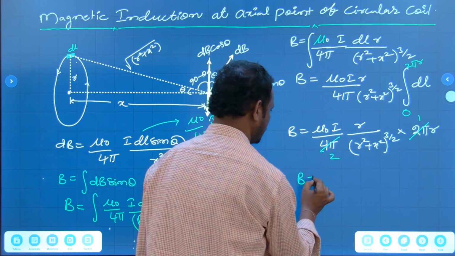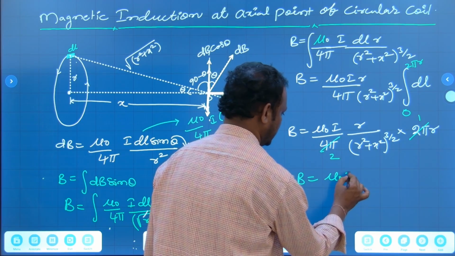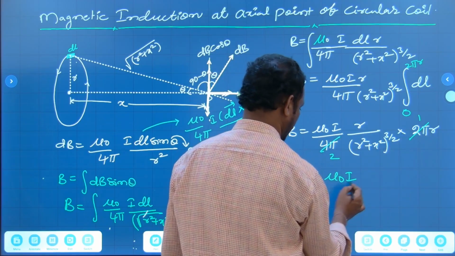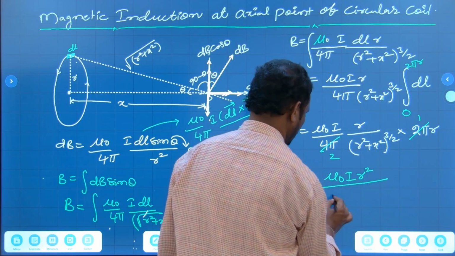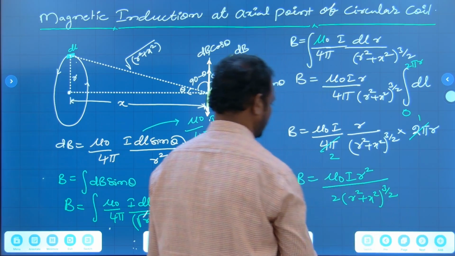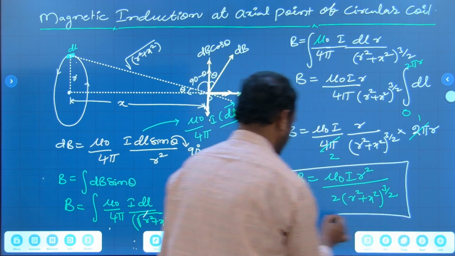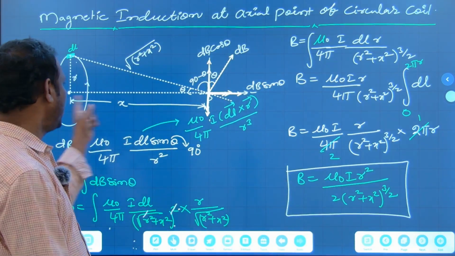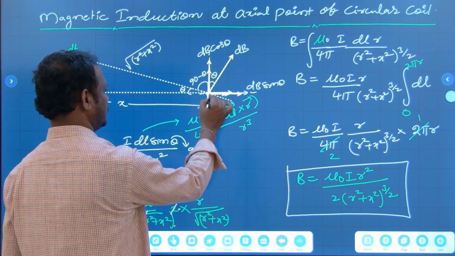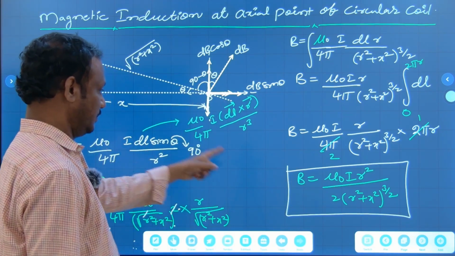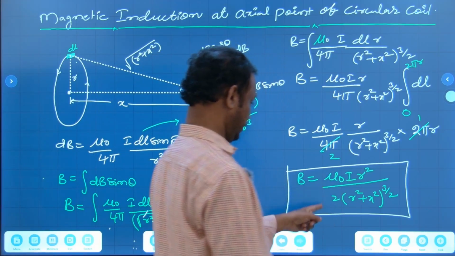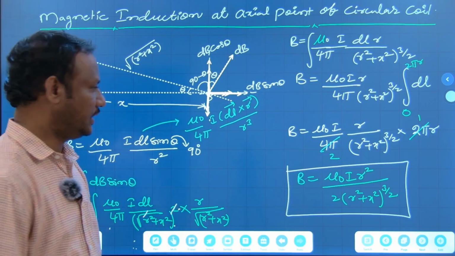So B is equal to mu naught I R square by 2 into R square plus X square to the power of 3 by 2 is the relation. So what is the magnetic field induction at a point on the axis? I have chosen this point as P. At this point, magnetic field induction B is equal to mu naught I R square by 2 into R square plus X square whole power 3 by 2.